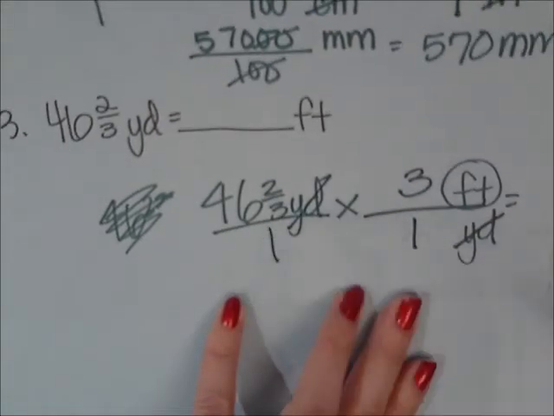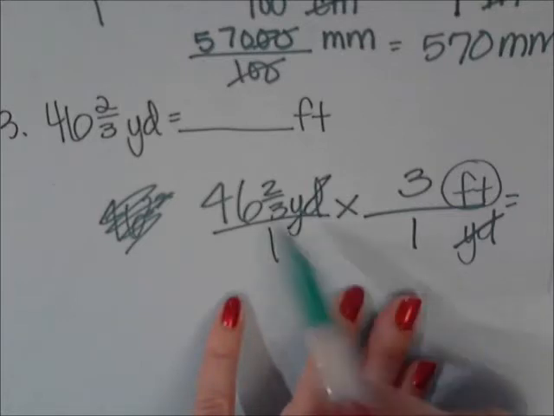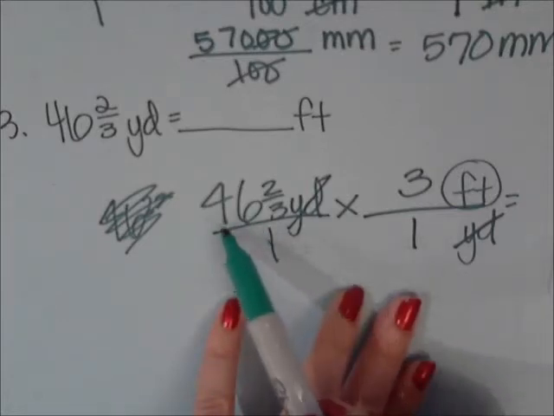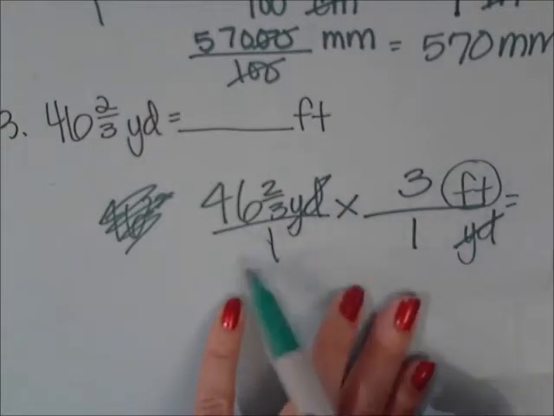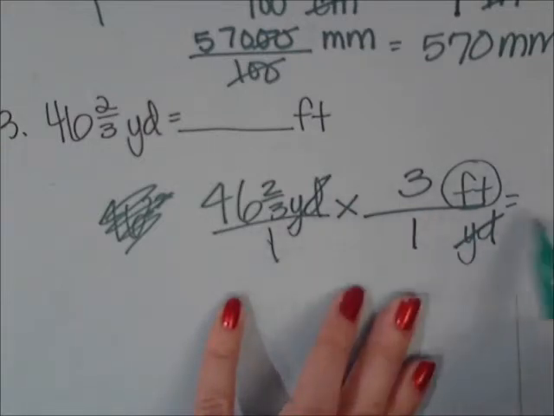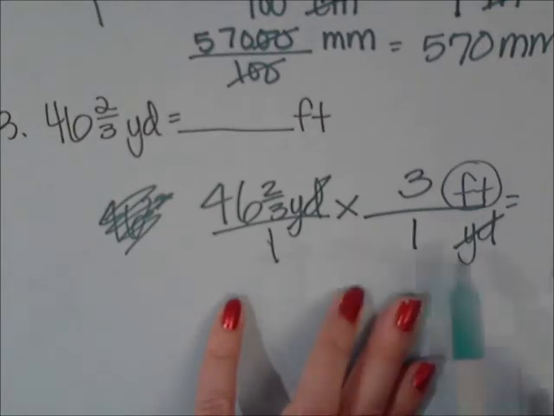So I could have put that over 1 if I wanted to, but it's not necessary. So it seems I need to multiply 46 2/3 times 3 to get my final answer, because these are both times 1. So they're just going to end up being over 1, which is negligible.